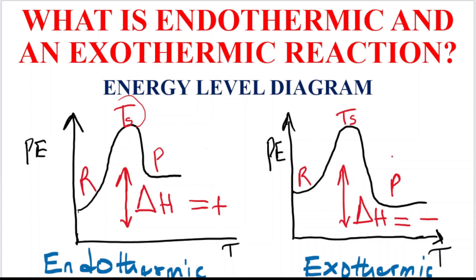And then in the exothermic reaction, the product is lower than that of the reactant. The energy of the product is lower than that of the reactant, so energy is released to the surrounding. That is why delta H is negative.